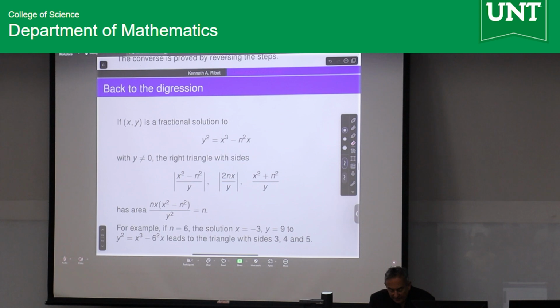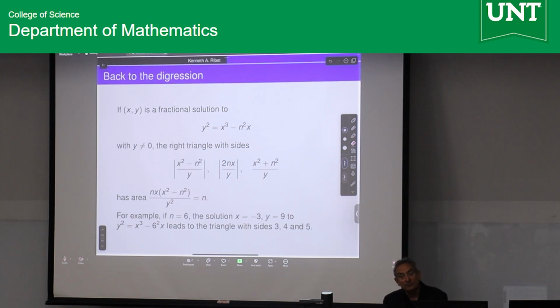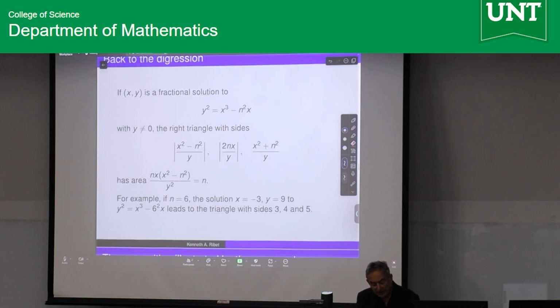You can also, maybe I should skip this slide because you don't want to see a lot of algebra, but if you have a solution x comma y with y different from 0, you can write down the expression, well, I did, it's on the center of the screen, where you have 3 sides of a right triangle, and the area of this triangle is actually n. And, okay, so let's do this. For example, if n is equal to 6, 6 is an area, as we know, in the 3, 4, 5 triangle, you can get that 3, 4, 5 triangle from the point -3, comma 9 on this elliptic curve.